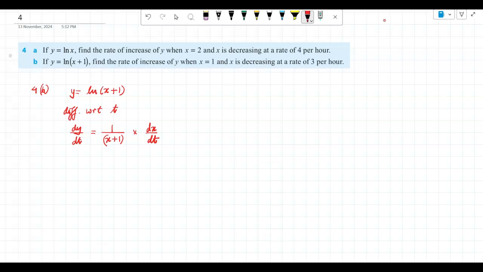Now substitute. Find the rate of increase of y when x is equal to 1. Now when x is 1, and x is decreasing at a rate, so there will have to be a minus. Minus, correct. Very good, perfect. So you put your x as 1, so 1 over 2, and it is decreasing at a rate of 3, so minus 1.5 per hour.